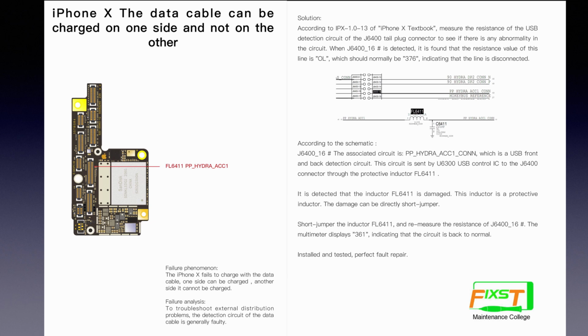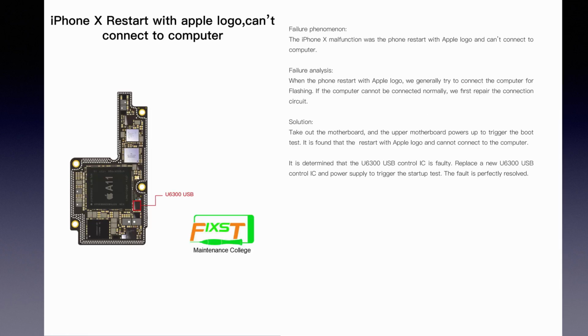The multimeter shows me the normal resistance. It means that this circuit is back to normal. So we install it and test the phone. This problem is finished. Okay, showing you the next case.